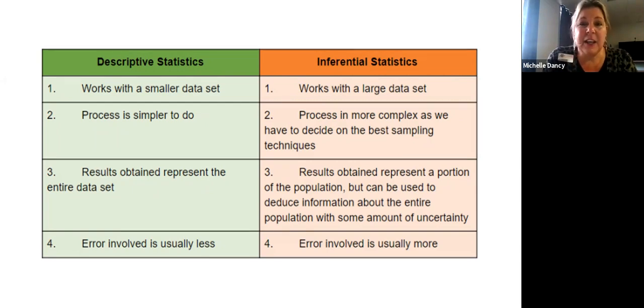So if your data set, if your population is small, we can use descriptive statistics, and that's awesome. If our data set is large, our population is large, then we're normally going to have to work with a sample and just draw conclusions about the population based on the sample. So the process is more complex because that whole sampling technique comes in. Results represent a portion, but we use that portion to draw conclusions about the entire population. Therefore, there can be more error involved.